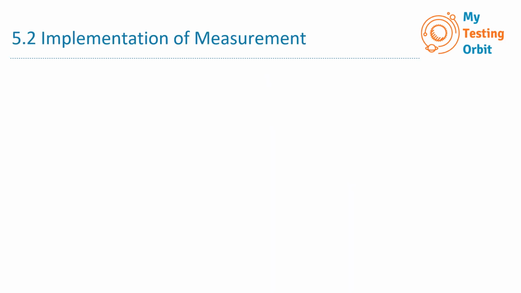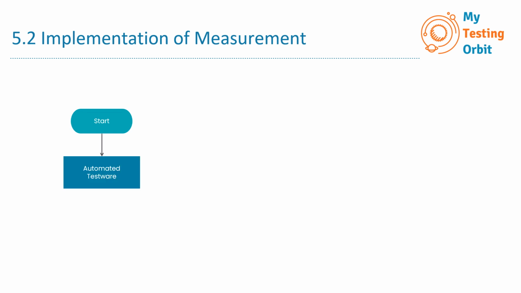When we talk about implementation of measurement in the context of test automation, we are looking at how we can improve our automated testing processes by gathering data and information. Imagine you have a test automation strategy in place. This strategy relies on something called automated testware. This automated testware is like the foundation of your automation testing. It's the software or scripts that perform the tests automatically. Now the idea here is to make this automated testware smarter.